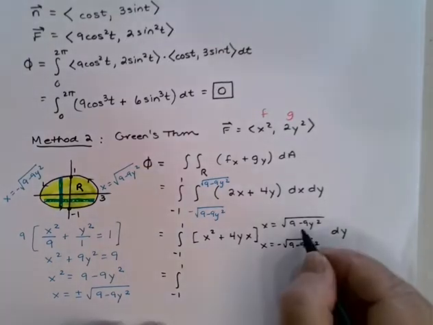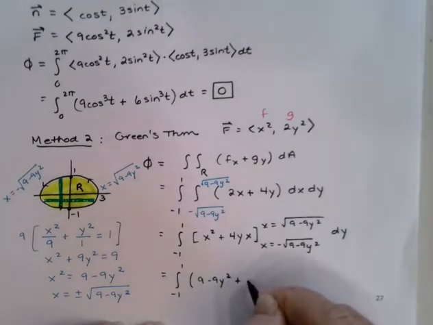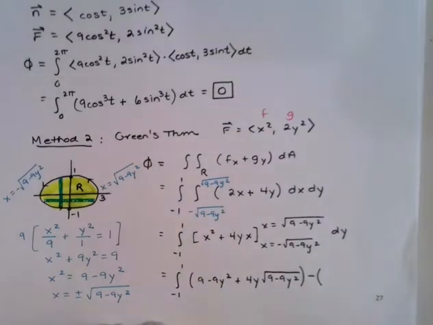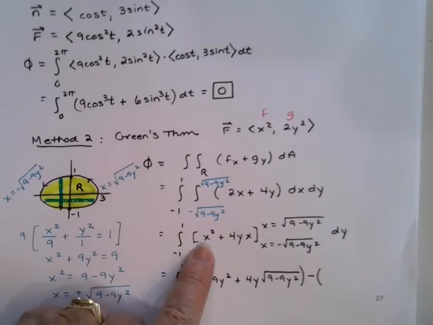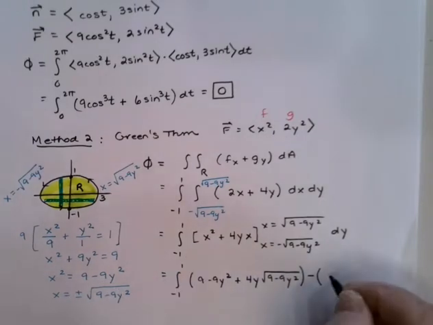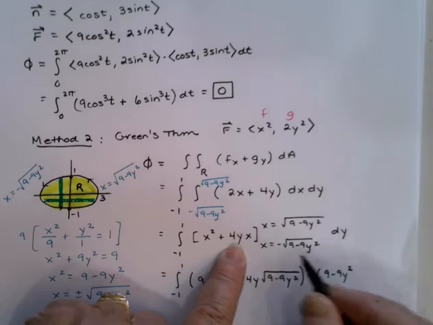And let's see, x squared is going to give me 9 minus 9y squared plus 4y times that square root of 9 minus 9y squared. I subtract, plugging in the negative square root. When I square it, the negative goes away, so I'll just have 9 minus 9y squared again. And then because of the negative, I'll end up with a minus 4y times the radical.